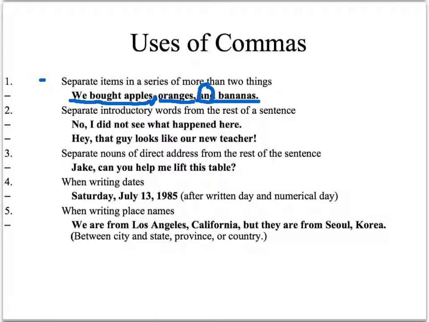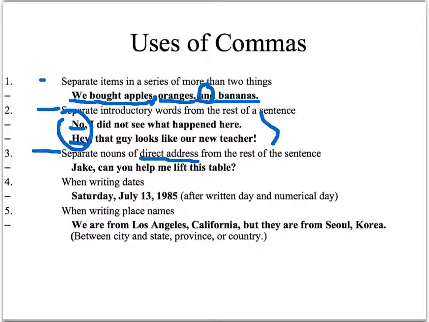You also use commas to separate a single word or an introductory phrase at the front of the sentence. In the first example, it's introductory words such as no, hey, or yes. No, I did not see what happened here. Hey, that guy looks like our new teacher. So when you begin a sentence like this, you do put a comma after that first introductory word, just like you do when you are using a direct address.